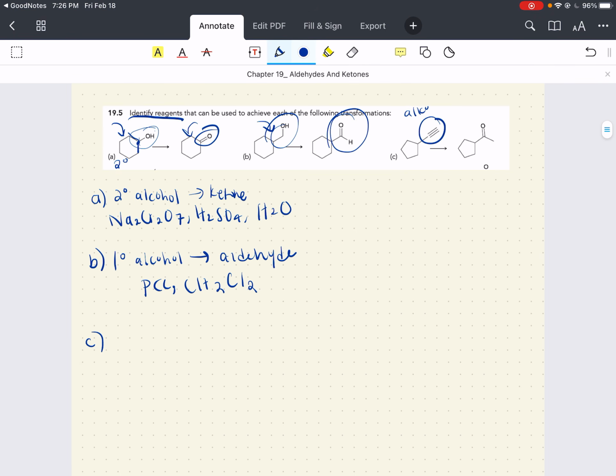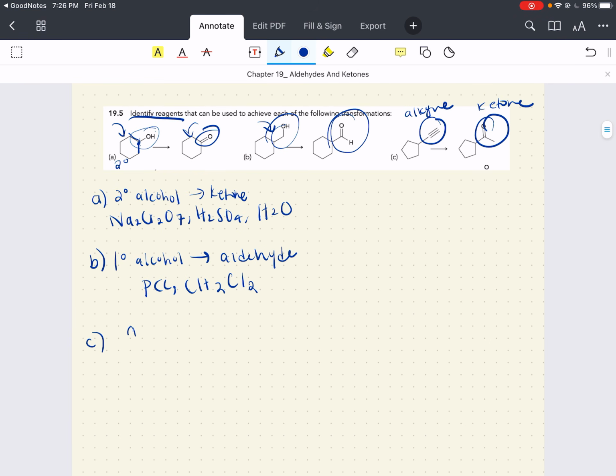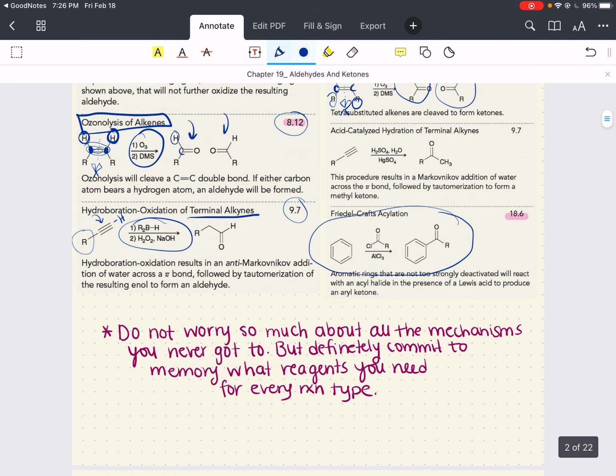Now if we look at this third reaction, we have an alkene right here, a terminal alkene, and what it is being converted to is a ketone. So we're going from an alkene to a ketone. What kind of reagents do we need? Easy peasy.